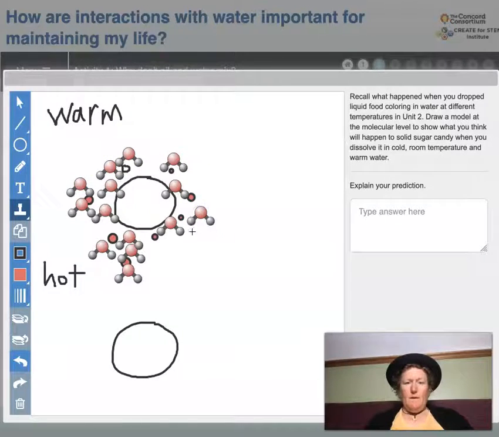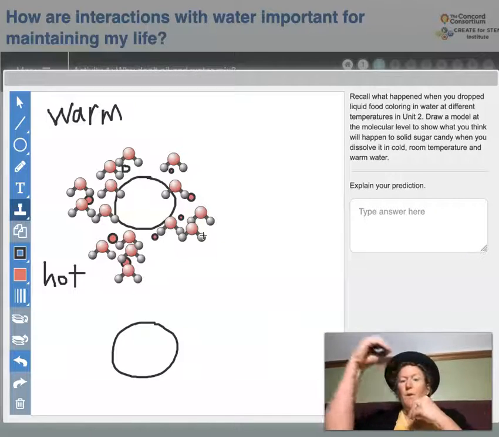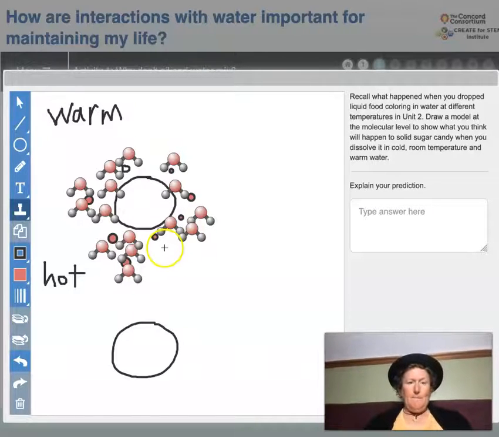And there's a lot going on here. It's hot water, so there's lots of little pieces, lots of molecules of sugar being pulled off the big sugar candy.